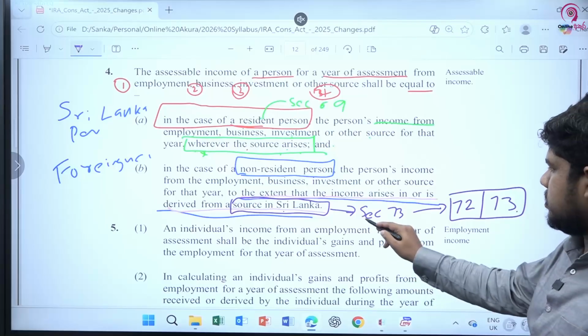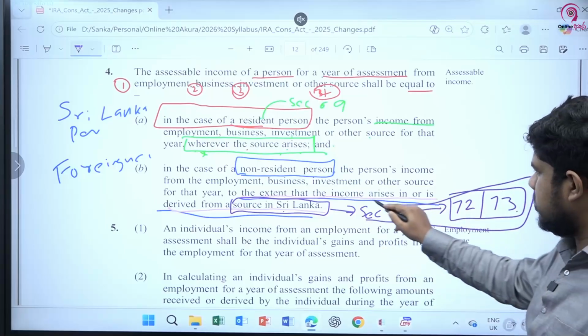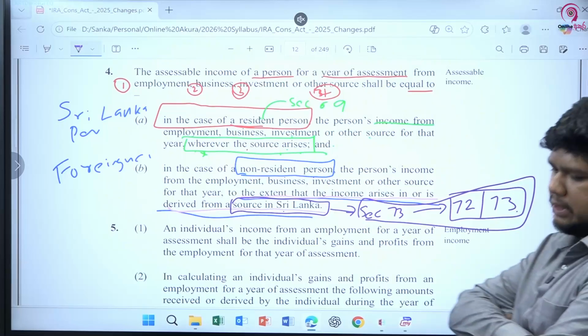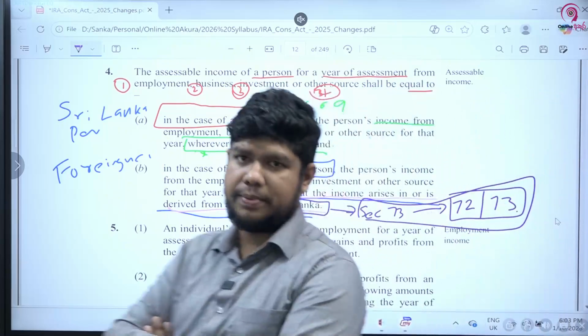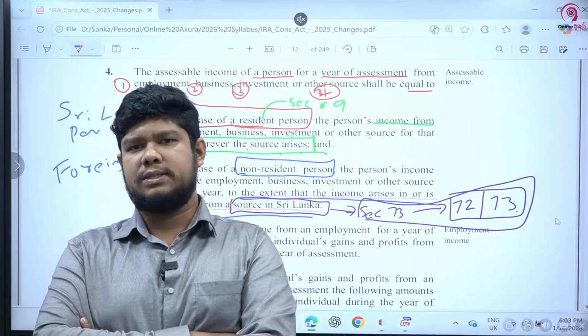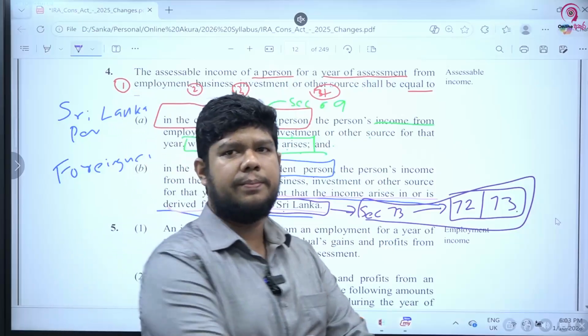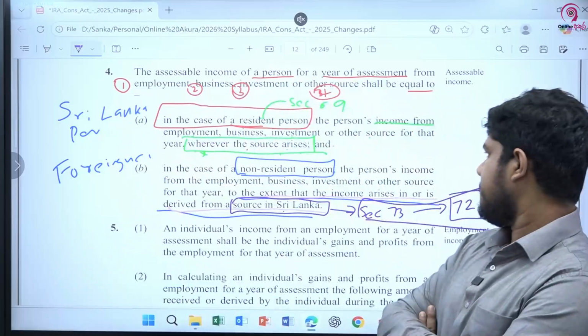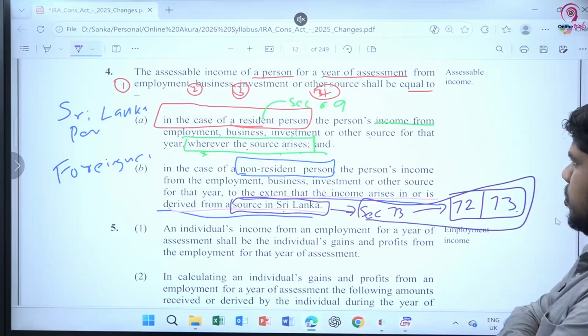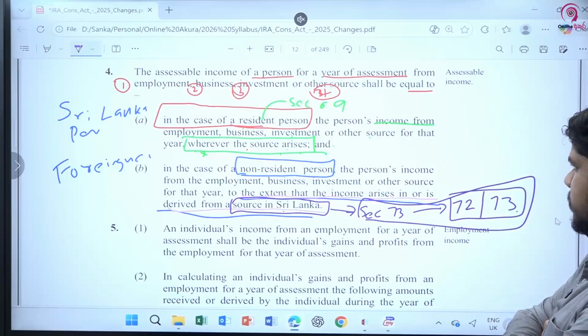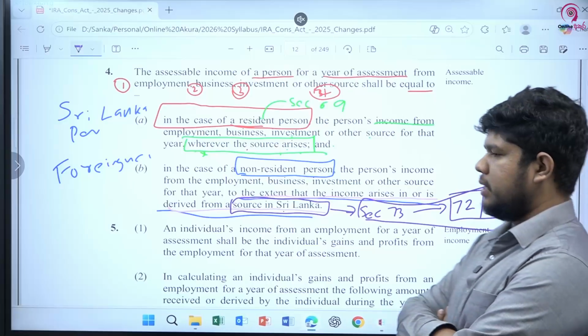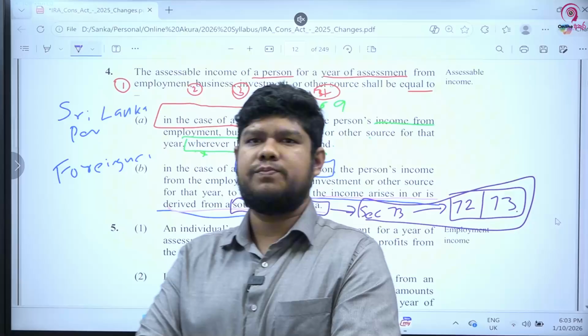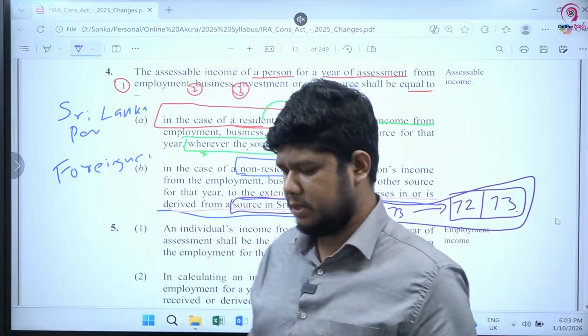So these sections are also there. We will learn this when we are discussing non-resident persons taxation. That's a separate comprehensive study, right? You need to study it comprehensively. So this is section 4. This is the main intention of section 4, to segregate between income for resident and non-resident persons.